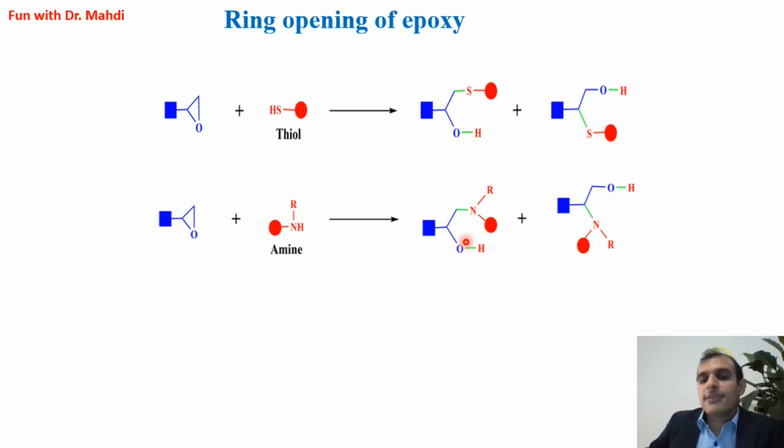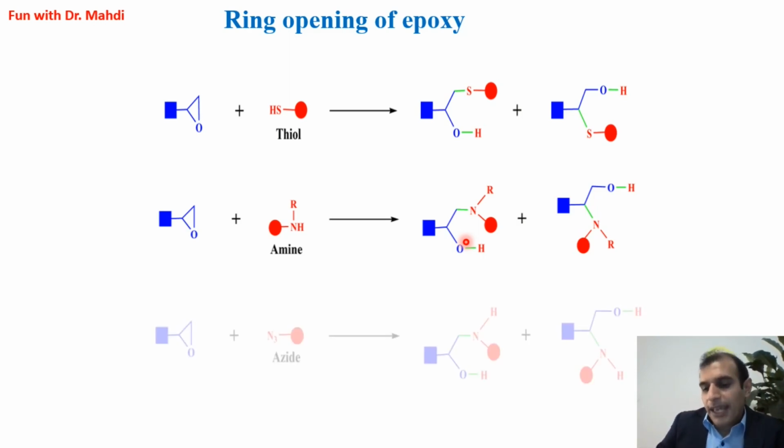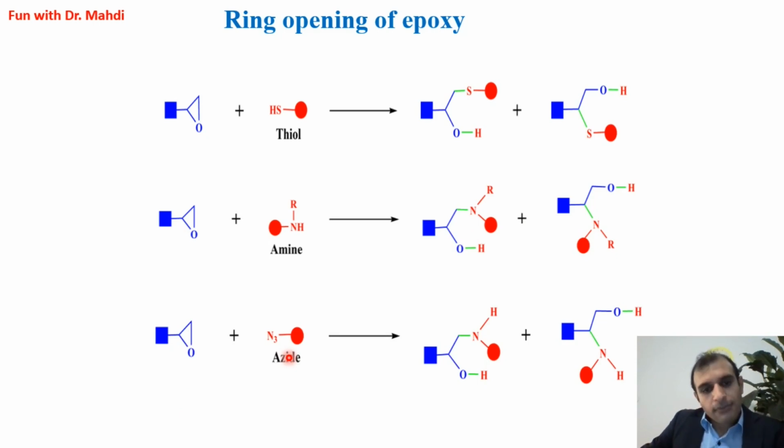For example, we can use lithium chloride. We can use zinc perchlorate. We can use bismuth as a catalyst. And also we can use an azide group. Here you can see we can use an azide group for doing this ring opening. But when we use azide, this reaction is a little bit more complicated. Azide first needs to turn into amine. And in this case, we have to use phosphine. We call it the Staudinger reaction.